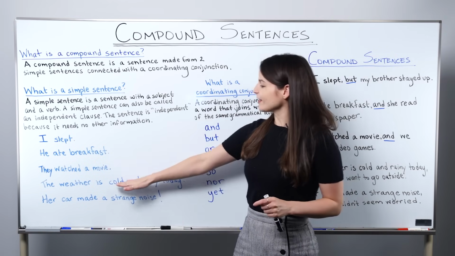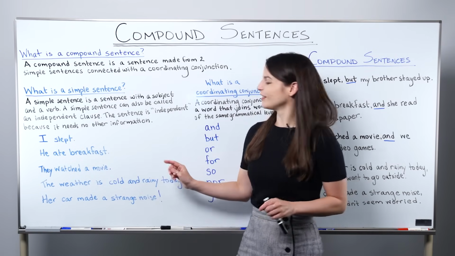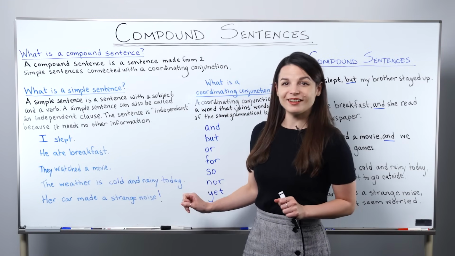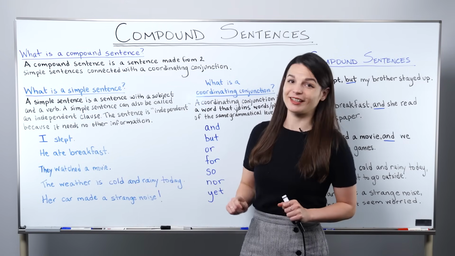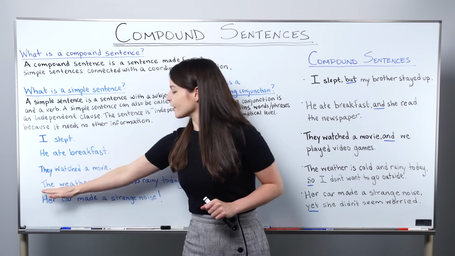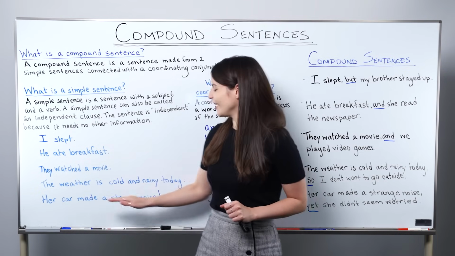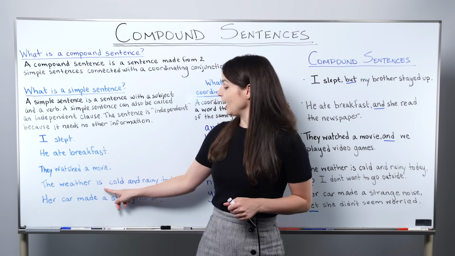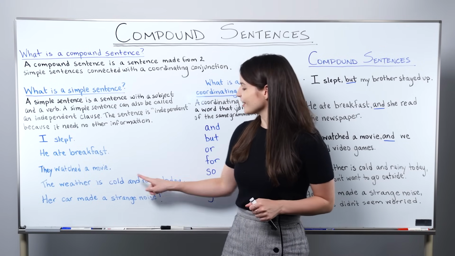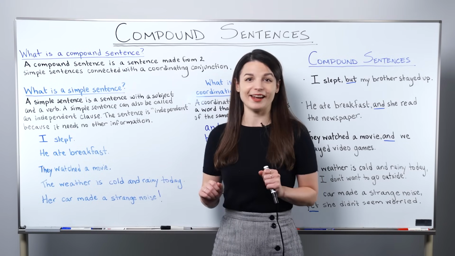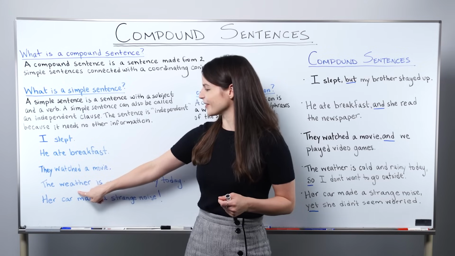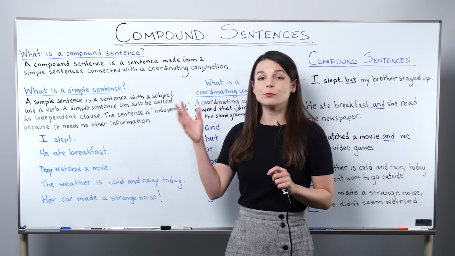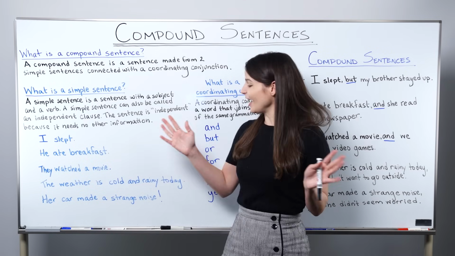Okay, let's make some that are a little bit longer now. So, the weather is cold and rainy today. So again, we have our subject, the weather, and then we have our verb, is in this case, so a be verb. And then we have a couple of adjectives, cold and rainy today. These describe our subject. But this is still considered a simple sentence. It's just a subject and a verb. That's all it has, okay?